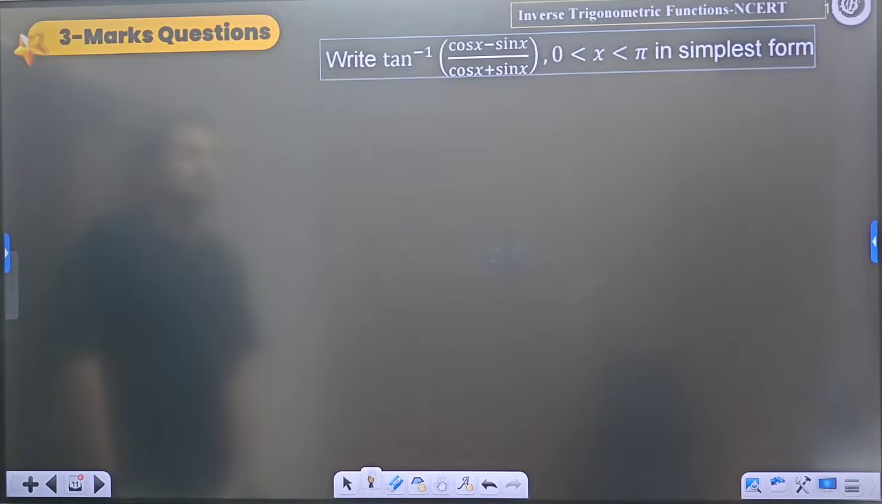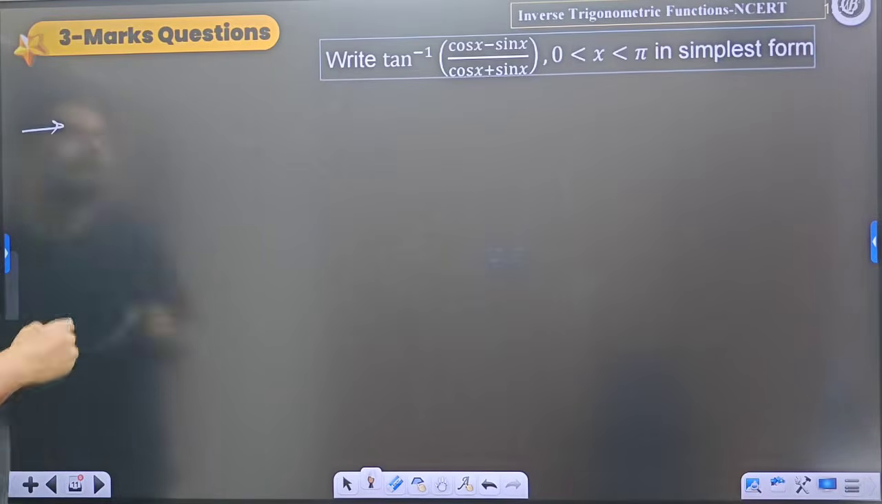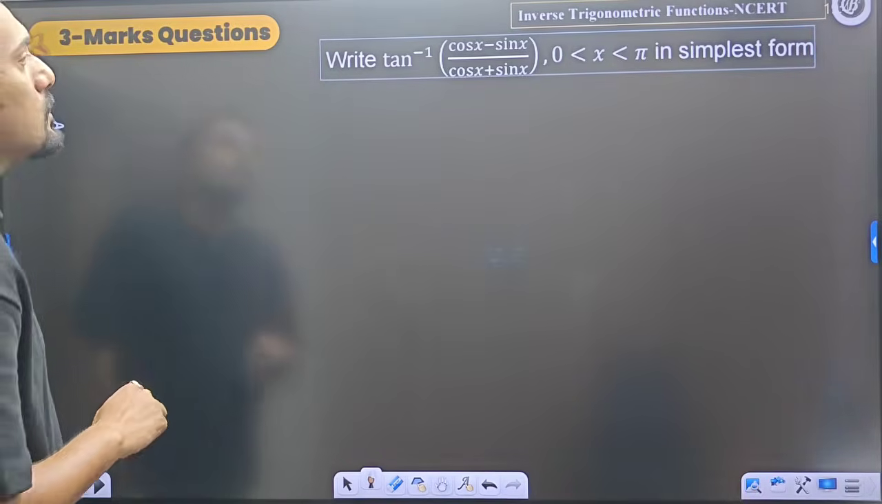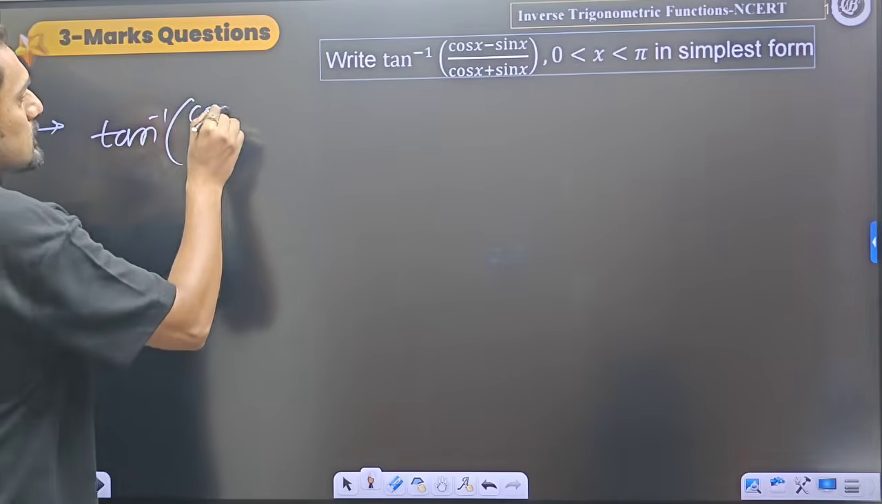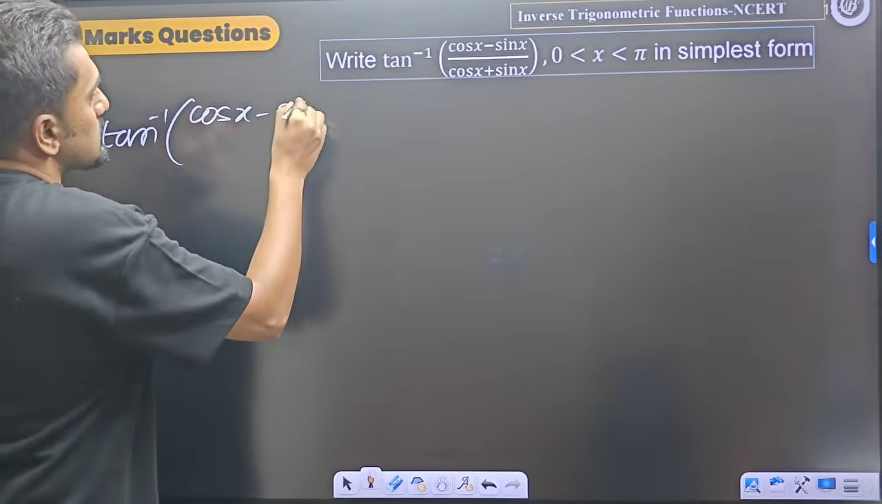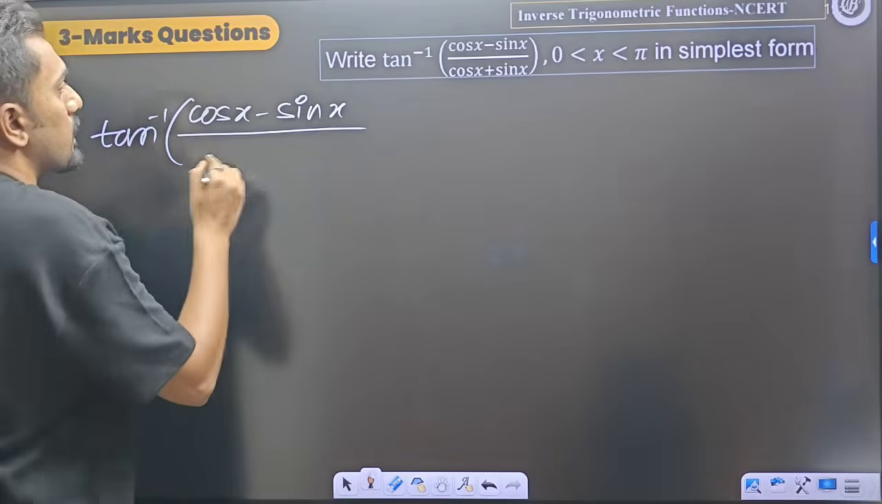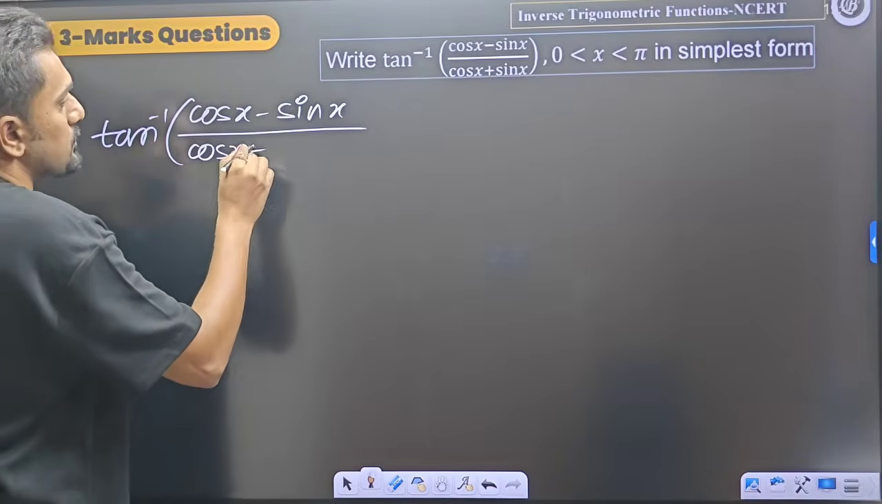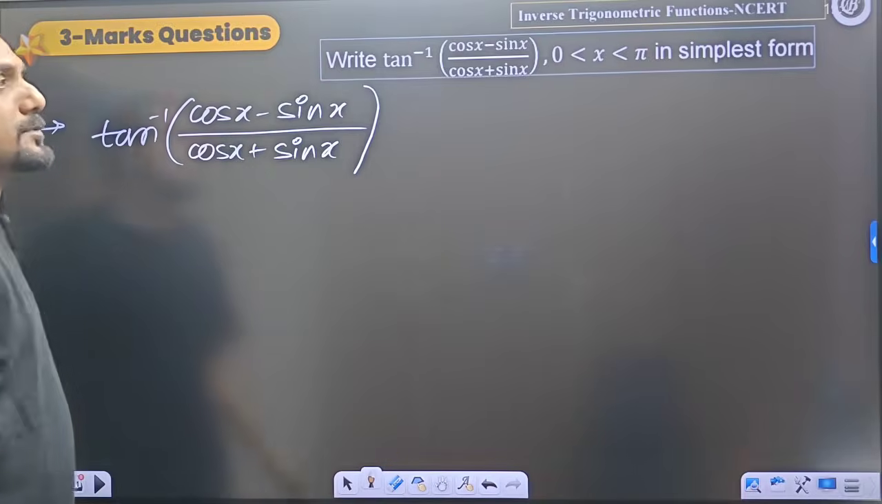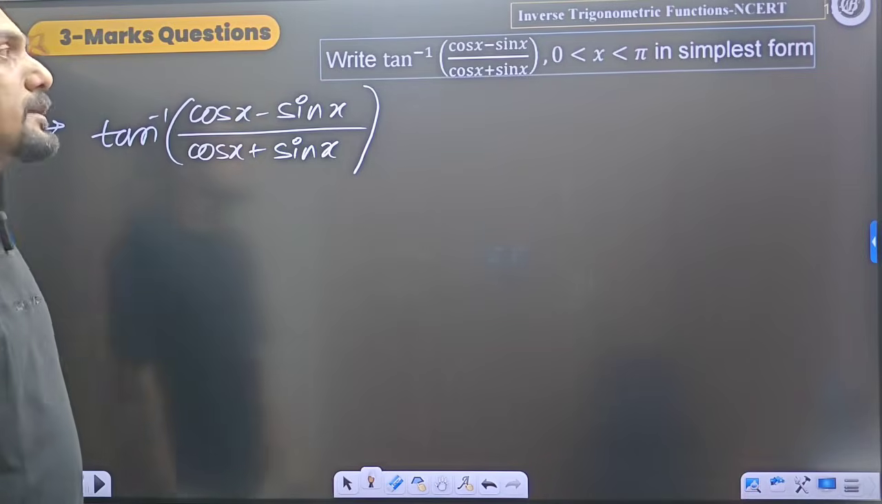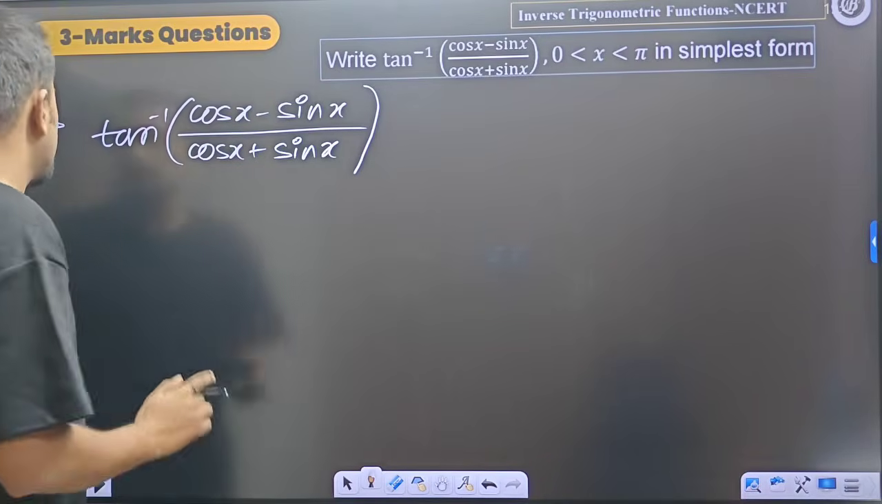Next question is for 3 marks. Write tan inverse of cos x minus sin x divided by cos x plus sin x in the simplest form where x lies between 0 to pi.